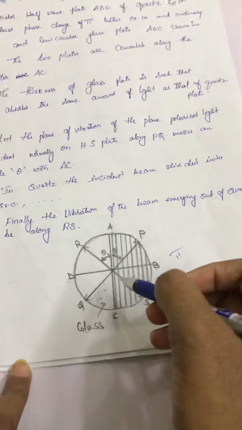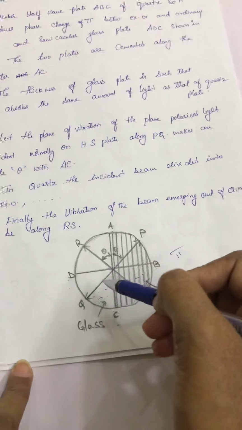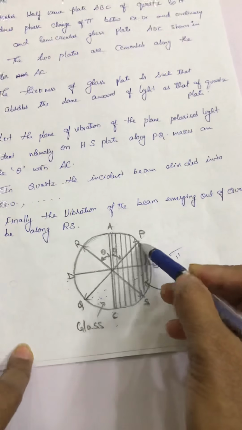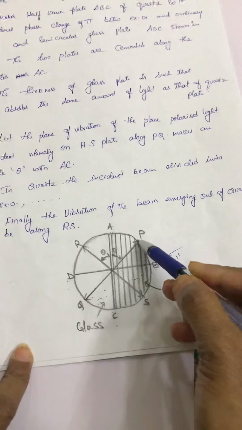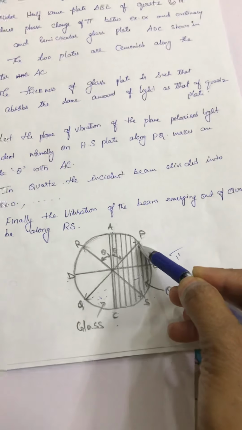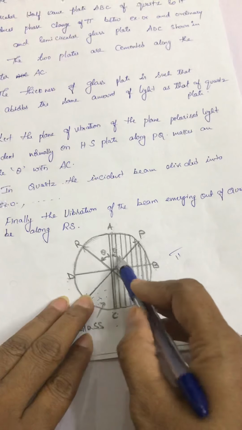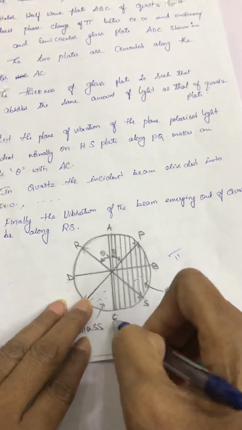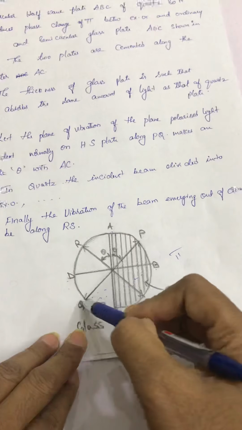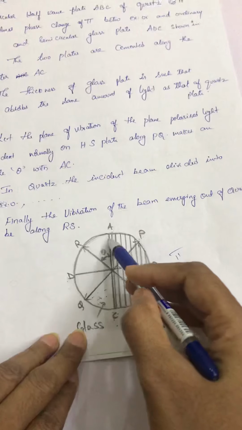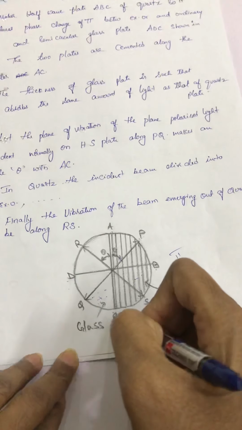Understand? Now, whenever the plane polarized light is incident on the half shade plate along PQ, the incident beam falls here at an angle of theta with respect to AC.